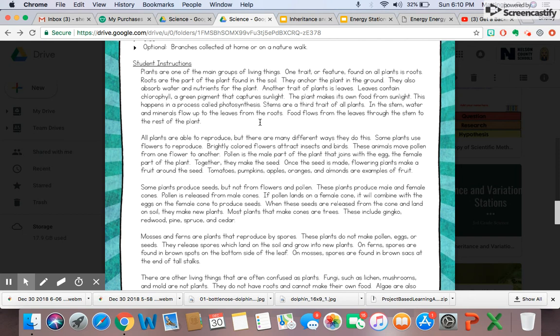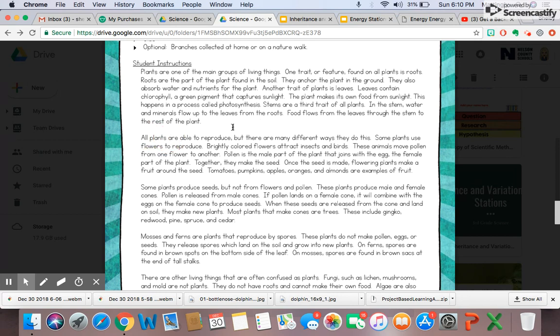Another trait of plants is leaves. Leaves contain chlorophyll, a green pigment that captures sunlight. The plant makes its own food from sunlight. This happens in a process called photosynthesis. Stems are a third trait of all plants. In the stem, water and minerals flow up to the leaves from the roots. Food flows from the leaves through the stem to the rest of the plant.